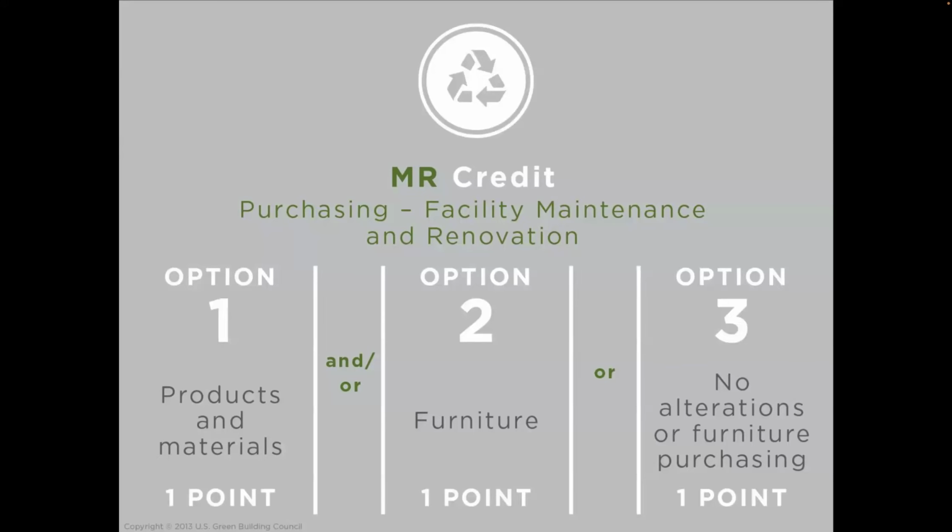All right, purchasing and facility maintenance and renovation. There's a couple ways to do it. You can look at the product materials, whether we are going with environmentally friendly ones, also furniture, or whether you didn't do any alterations or furniture purchasing during the performance period, which I think is a year. I'm going to have to double check on that. But ultimately, the best thing is if you're not buying new stuff, or you're getting reused stuff. If you're filling out a new office, getting donated or used furniture is the ideal. Or you don't do any alterations and you don't do any furniture purchasing. That's the best.